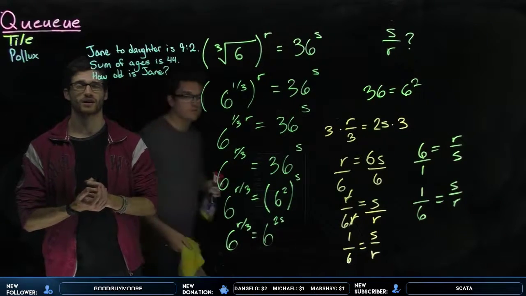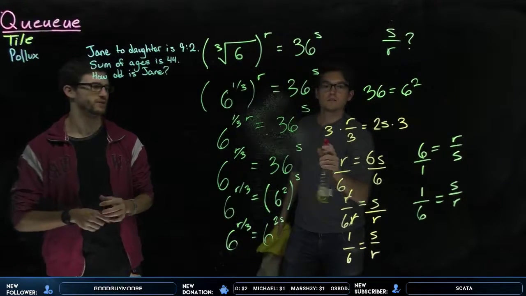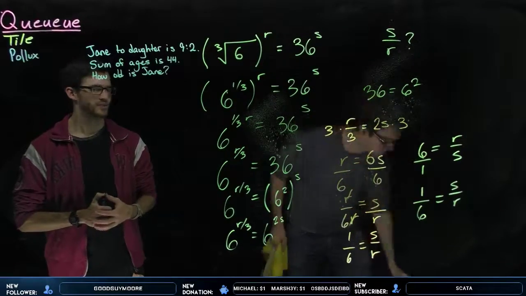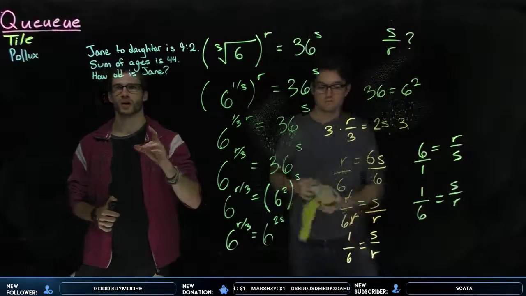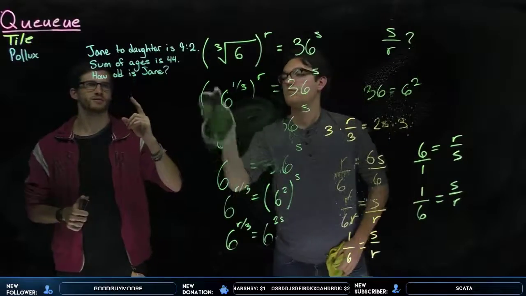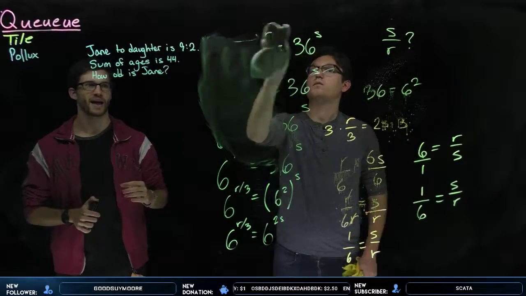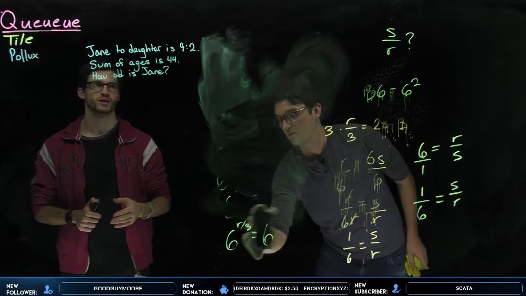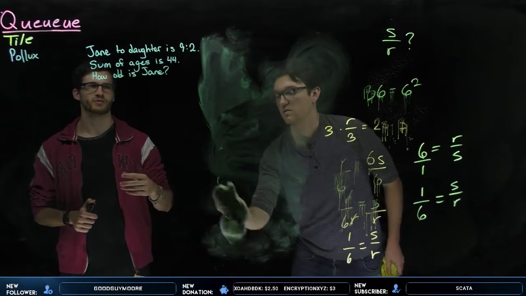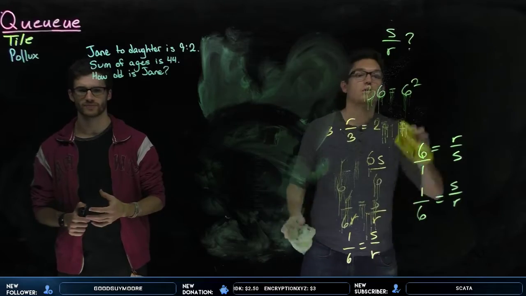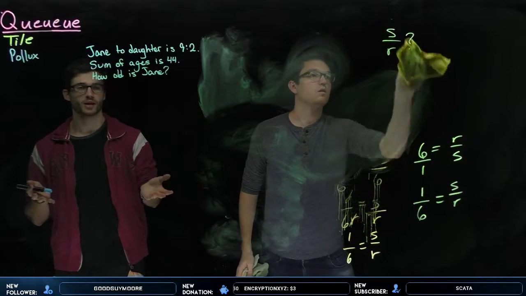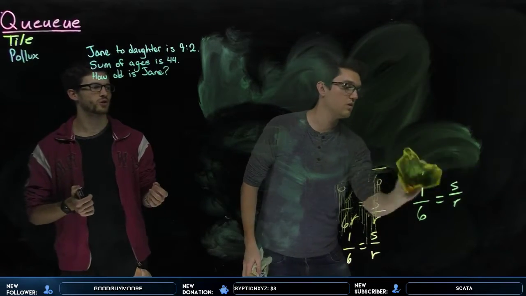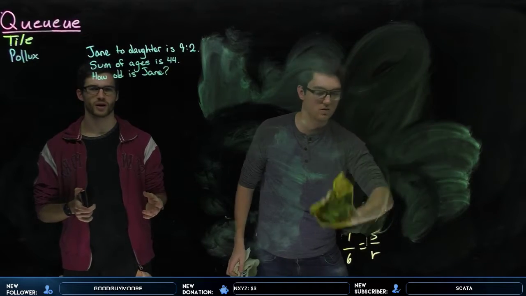Okay, Storm, you there? I'm sure you're there. You're actually paying attention. Very good. So, we have this problem that I've shorthanded here. Jane has a daughter. And the ratio of Jane's age to her daughter's age is 9 to 2. The sum of their ages is 44. How old is Jane? Okay, there are a couple ways to do this. I'm going to do what I think is the quickest way.